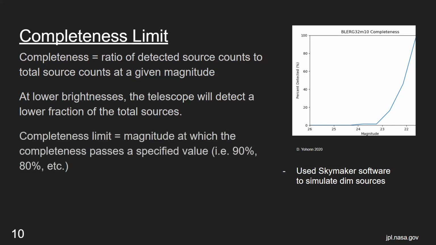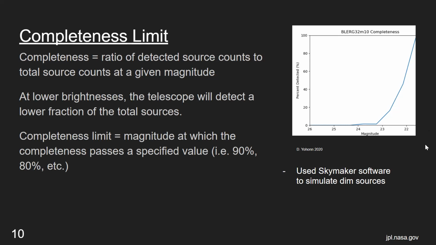So completeness limit is the magnitude at which the completeness passes a specified value, and magnitude is just this fancy astronomy term which means brightness. So say you have a magnitude of 5 and you see 80 out of 100 stars in the sky, that means you have an 80% completeness at a completeness limit of 5.